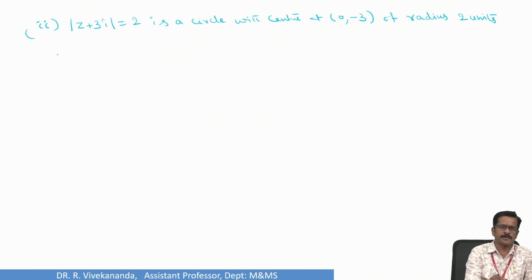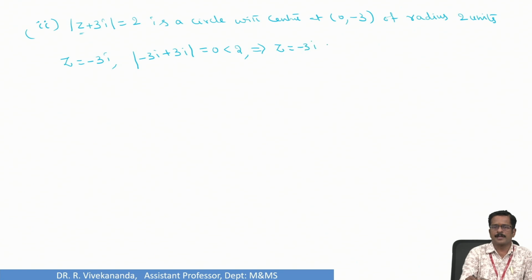Now take the singular point z equals minus 3i. At z equals minus 3i, in the place of z in modulus of z plus 3i, I am putting minus 3i. So the value is going to be 0, which is less than 2. That implies z equals minus 3i lies inside C.